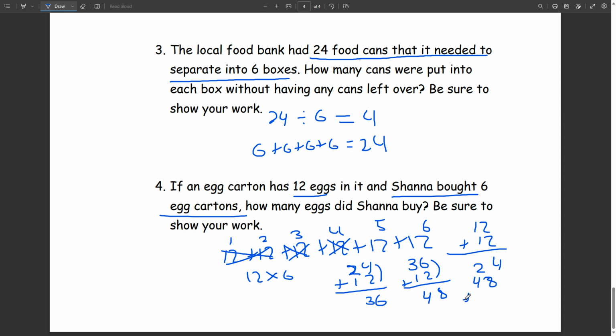Now 48 plus 12. 8 plus 2 equals 10. 0. Drag the 1 up top here. So 4 plus 1 equals 5. Plus this one up here equals 6. So 60. Cross this one out. And then finally, let's do it on the left side here. So 60 plus 12. 0 plus 2 equals 2. 6 plus 1 equals 7. So we get our answer is 72. She has 72 eggs.